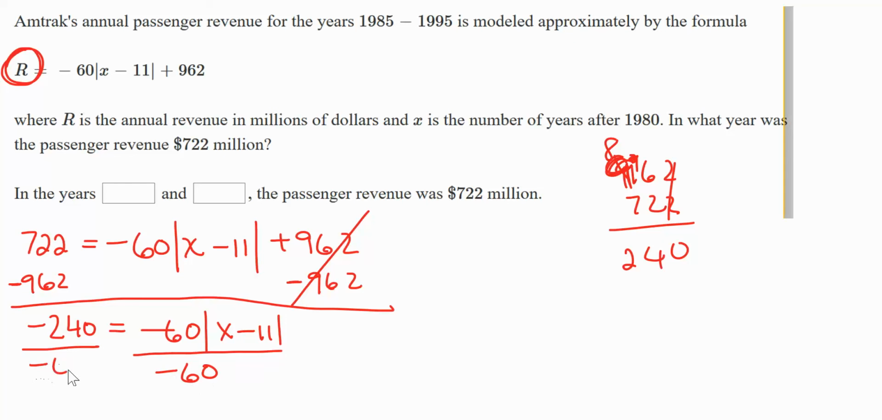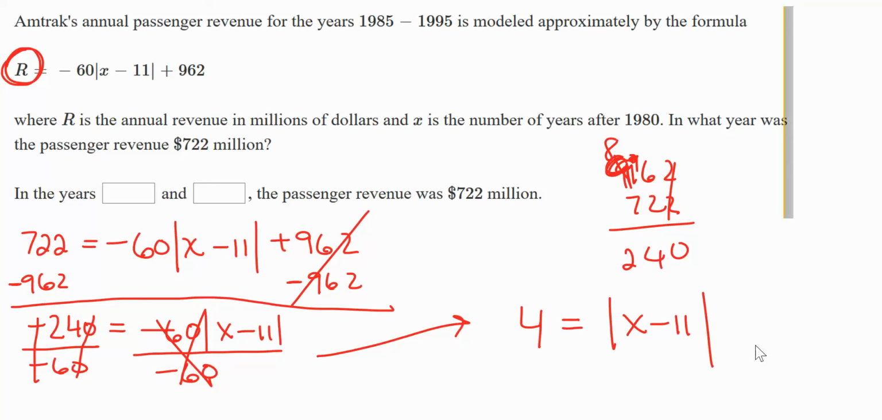Okay, so here what I would do, I would divide through by negative 60 on both sides. So the negative 60 is canceled here. The zeros are gone, negatives are gone. 6 goes into 24 4 times, and now we have the absolute value all by itself on one side. Okay, now we can start moving things around. We're actually splitting them off. So the question is, what causes the absolute value to become a 4 or negative 4? So 4 is equal to the absolute value of X minus 11.